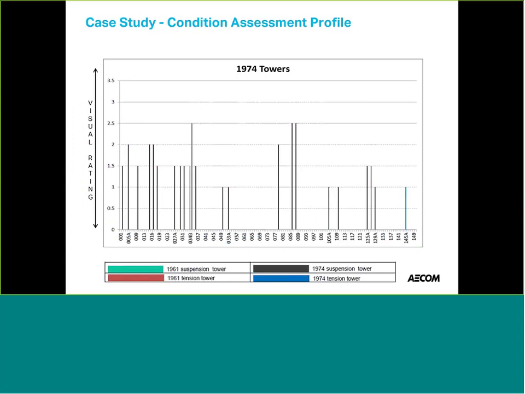Here's a snapshot of the 74 towers. As you can see there's not as many of these. The 23, the blue one is the one tension structure that they put in, all the others are suspension. Again, a couple there in the middle hitting 2.5, but generally they're below 2 or below.